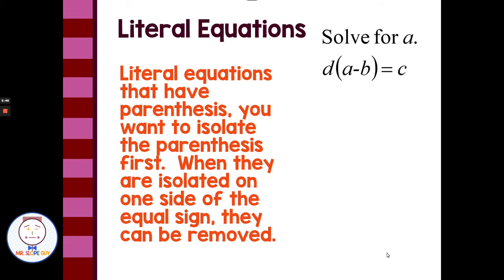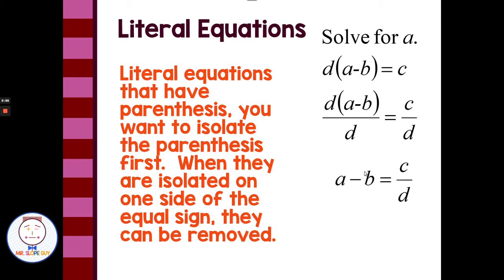We have d times (a minus b) equals c, and I want to first isolate the parentheses. I want to get rid of this times d, so I divide both sides by d. The d's will cancel out on the left side, leaving a minus b equals c over d. And notice how once a minus b is by itself, I can get rid of the parentheses. Then lastly, to get a by itself, I want to get rid of this minus b. I just add b to both sides.